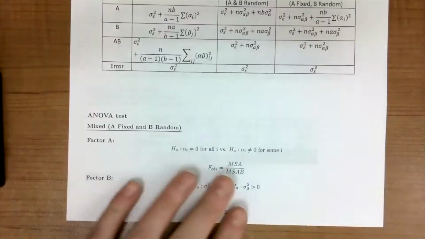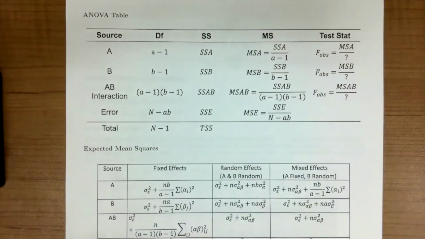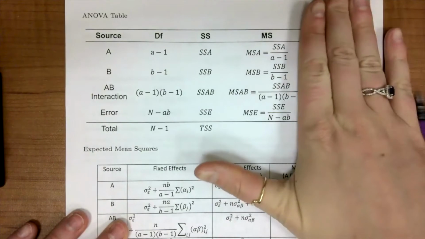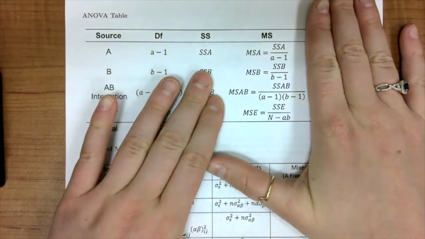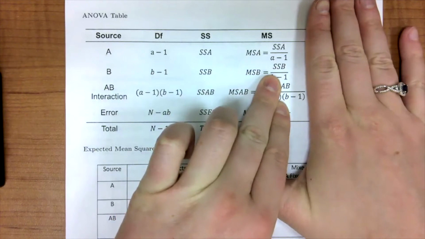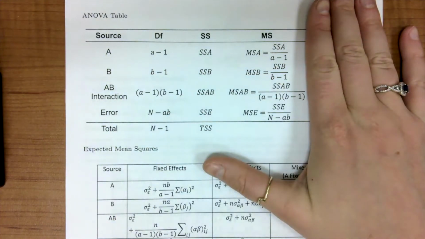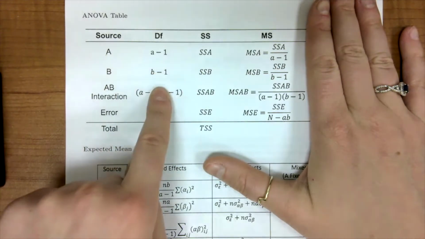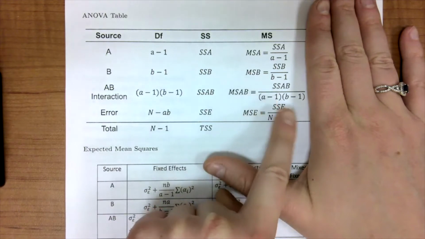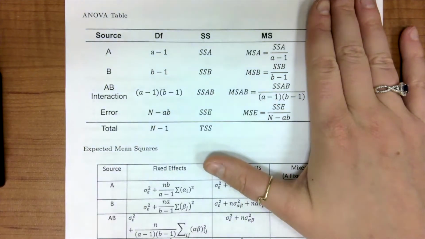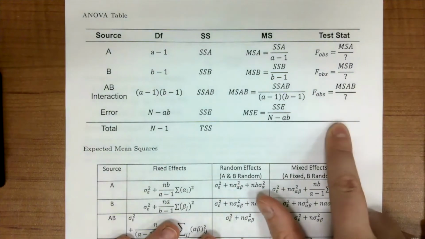Now, if we look at our ANOVA table, again, this whole part, the degrees of freedom, the sums of squares, or the mean squares, regardless of whether you're in a two-way factorial design with only fixed effects, only random, or a mixed, like we are right now, the degrees of freedom, the sums of squares, and the MS are all calculated the same as we saw in lesson 7 of the factorial design.